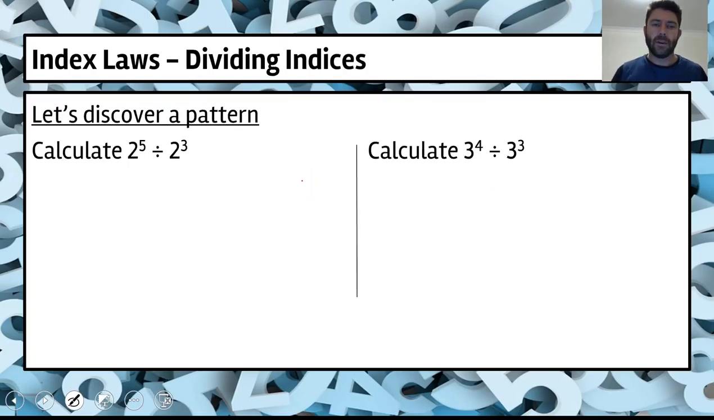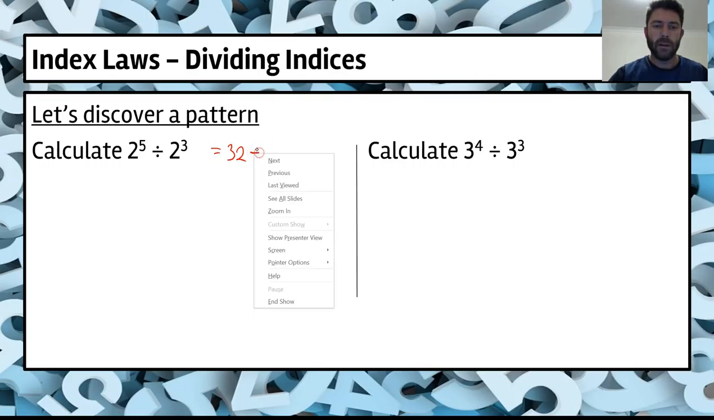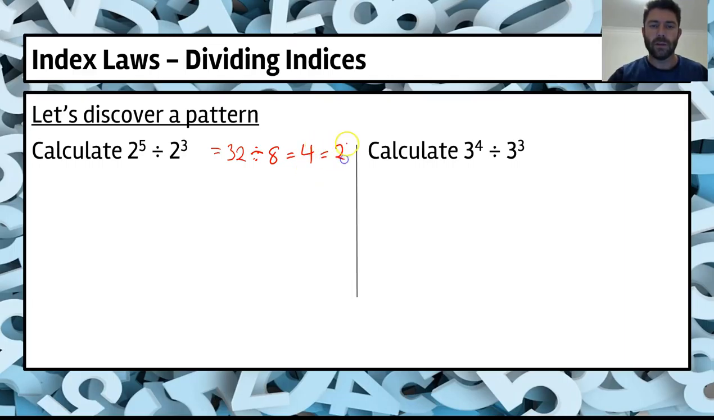Let's find the pattern. First of all, let's have a look at these calculations and calculate them as numbers. 2 to the power of 5 equals 32, and we divide that by 2 to the power of 3, which is 8. That equals 4. Now, 4 as a power of 2 is 2 squared.